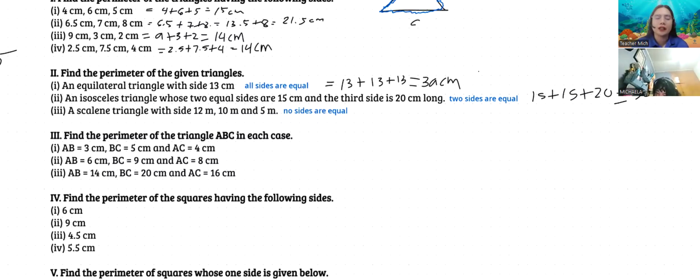So we have here a scalene triangle. So what is a characteristic of a scalene triangle? Remember, no sides are equal in measurement. So for example, we have here a scalene triangle with a side 12 meters, the other one is 10 meters, and then the other one is 5 meters. How do we solve for the perimeter of that triangle?